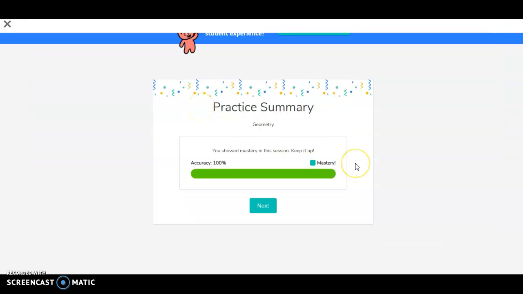Alright guys, that's it for today. So just use those area formulas as best as you can.